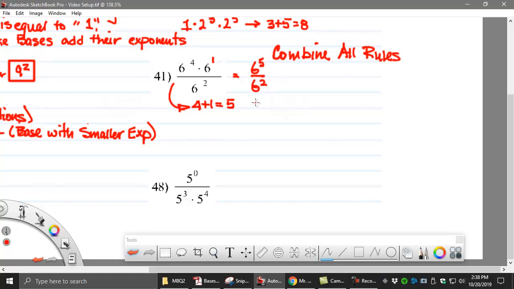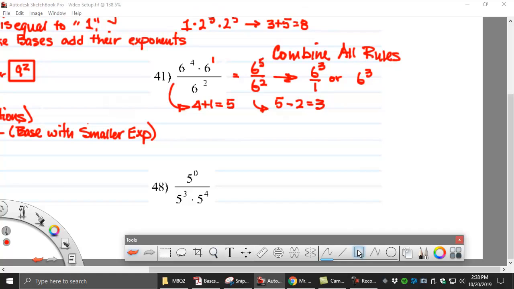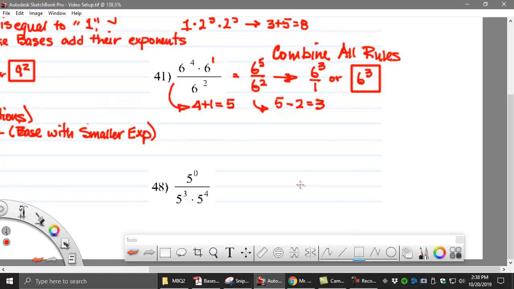So now I'm going to use the quotient rule. 5 is a bigger exponent than the 2, so 5 minus 2 will give me a 3. The bottom exponent goes away, I'll use a 1 there, and the top base will have the 6 to the 3rd. So there's my answer. Or you could write it as 6 to the 3rd. Either one of those I would take as correct on a paper test. Okay, let's do the next one.